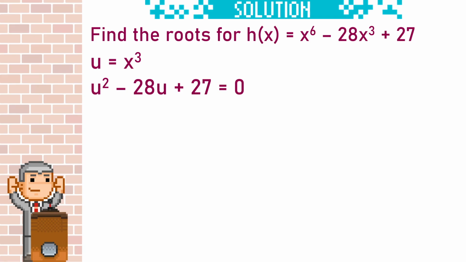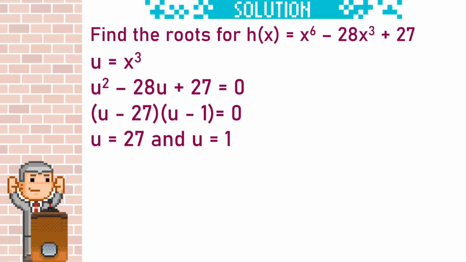Then we just need to solve this. So we're going to factorize it and then get each bracket equal to 0 and solve. So it would be u equals 27 and u equals 1. Now we can't just stop there because the question didn't talk about u. Question's not interested in u, no offense.